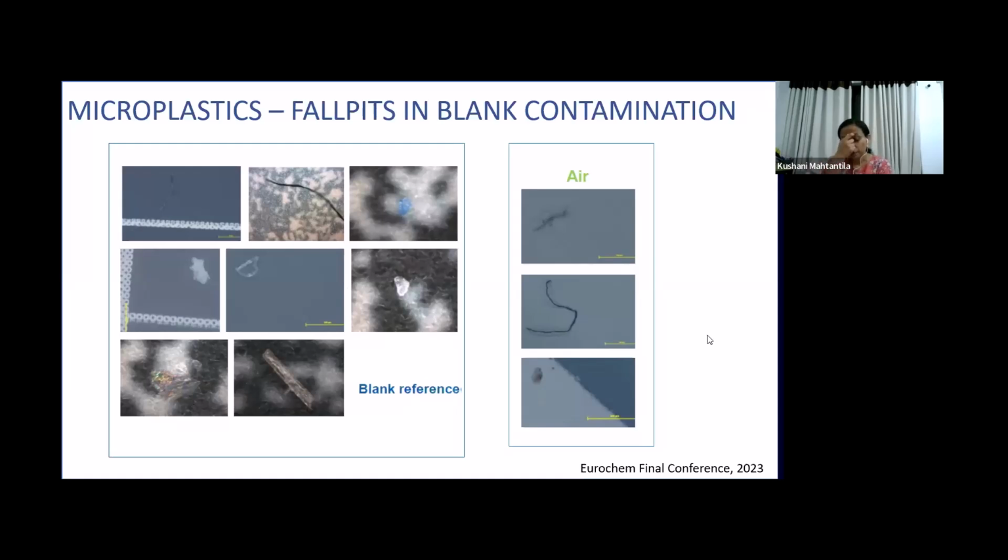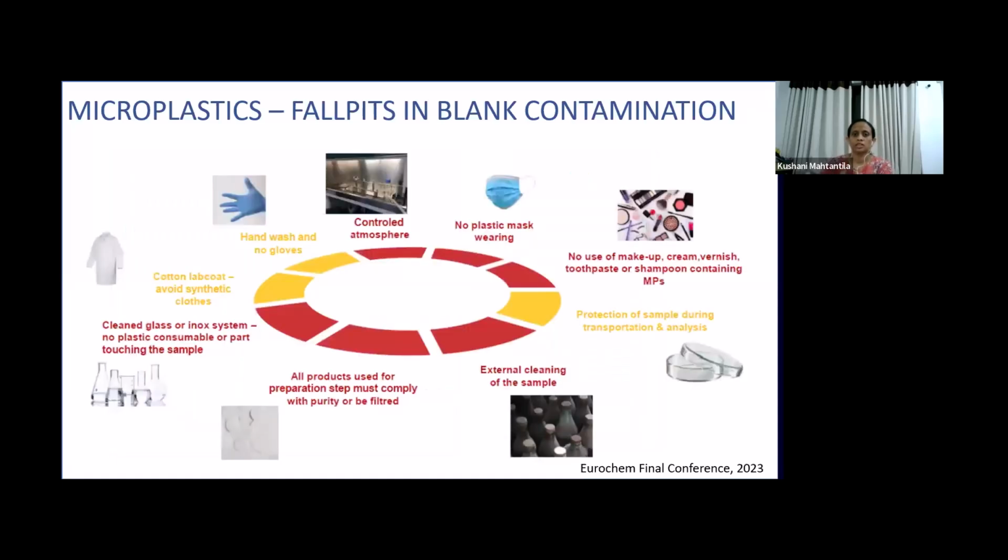In my laboratory, we also do an air blank during our samples. Normally, when the analysts are using synthetic lab coats, over a period of 1 hour we can collect around 3-4 particles on our samples. So how can we minimize the contamination? How can we reduce the contaminations?